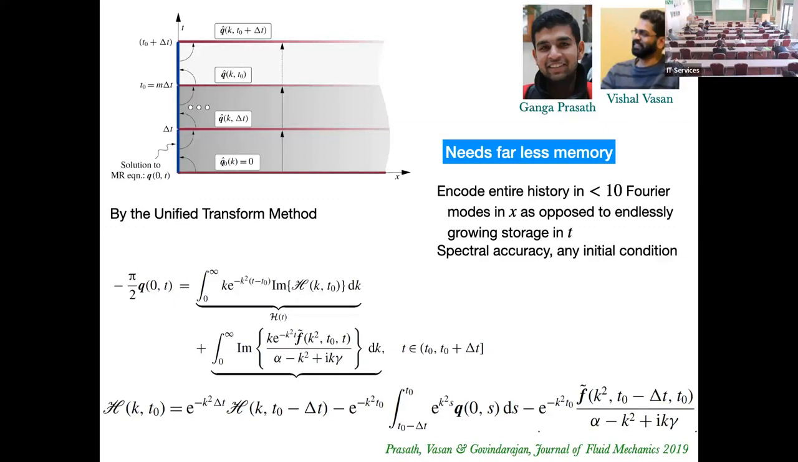So we solve it as integrals in this fictitious wave number space. And in many situations, you can actually reduce this to exact analytical expressions. The moral is we need far, far less memory. We're encoding the entire history in less than 10 Fourier modes in X, as opposed to endlessly growing storage, which you're going to need in time. And on top of that, we get spectral accuracy for any initial condition.